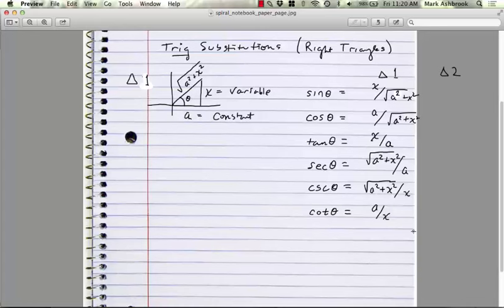Okay, but suppose that our variable x was the hypotenuse, and just to change things up, this opposite leg is a. Then what would the adjacent side be? This is triangle 2. The square root of x squared minus a squared.